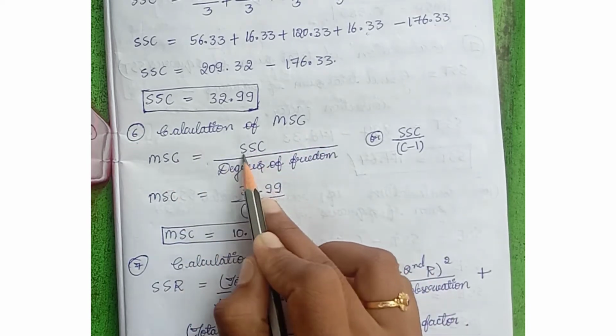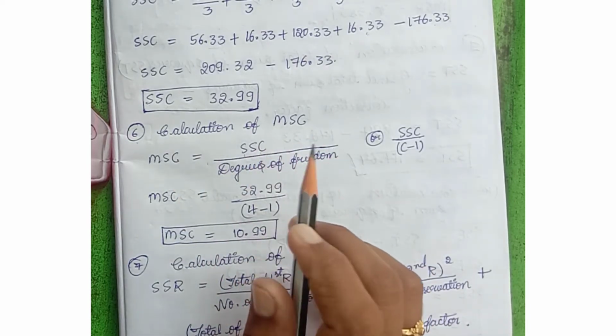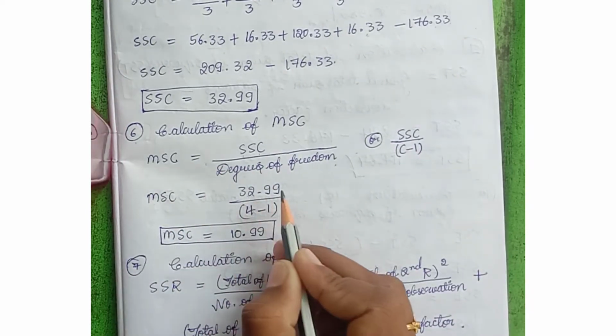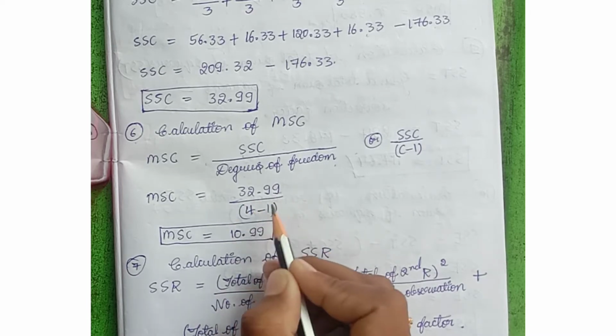Next, the sixth step is calculation of MSC. MSC is equal to SSC, the sum of squares of columns, divided by the degrees of freedom. So 32.99 divided by 4 minus 1.